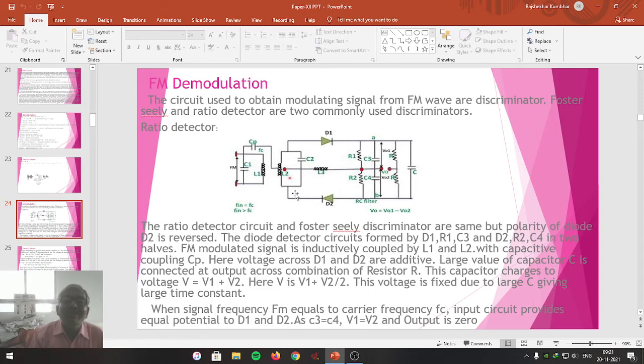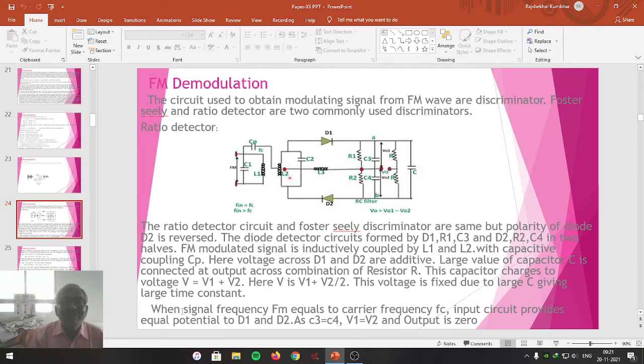Here the voltages across D1 and D2 are additive. After conducting D1 or conducting D2, at the output the additive voltage is made available. A large value of capacitor C is connected at the output across the combination of the resistor R. This capacitor charges to the voltage V equal to V1 plus V2, or VO1 plus VO2. Here V is (V1 plus V2) upon 2. This voltage is fixed due to the large value of C giving a large time constant.